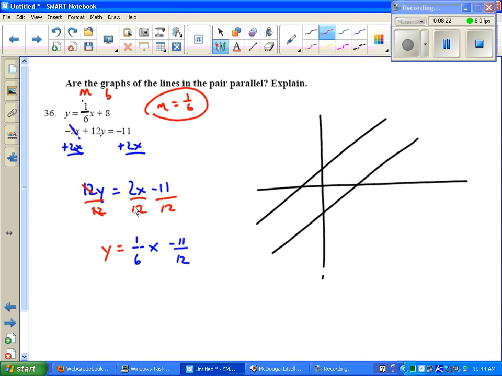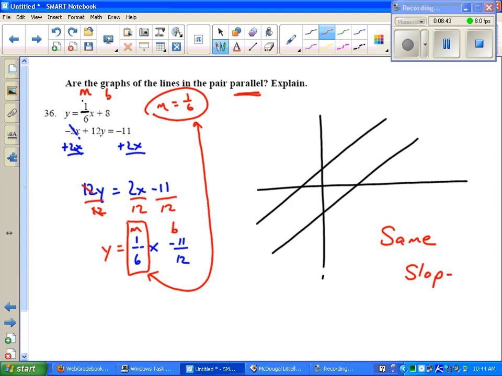This is written in slope-intercept form, y equals mx plus b, where your m value is 1 over 6. Notice that is the same m value as your first equation, 1 over 6. And again, in order for lines to be parallel, they have to have the same slope. So you answer this question as, yes, they are parallel. And when you have to explain, they have the same slope.